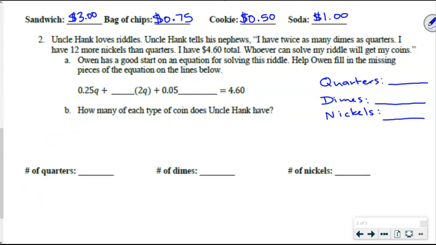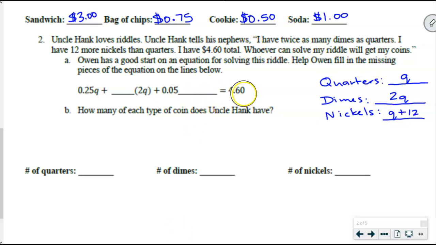Okay, how am I going to represent the number of quarters that he has? Sam? Yeah, Q for quarters. Exactly. How am I going to represent the number of dimes that he has? Emery? 2Q, because he has twice as many dimes as quarters. And nickels, how am I going to represent that? This is a tough one. This is where a lot of students make a mistake. Is it 12Q? No. How do I represent this, Peyton? It is Q, because it's the number of quarters. 12 more than that is plus 12.